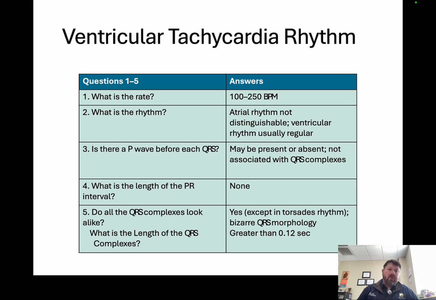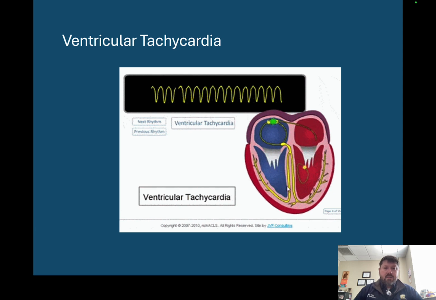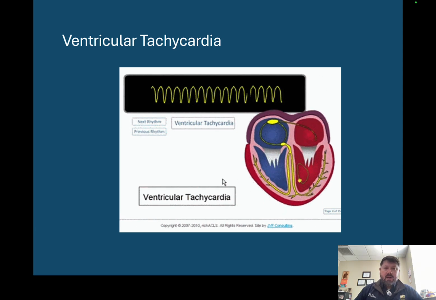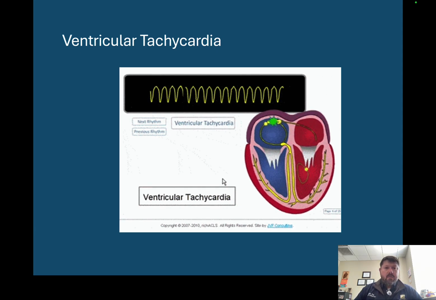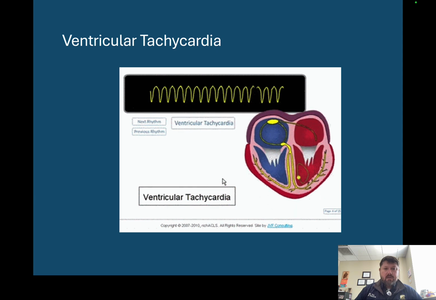Is there a P wave before each QRS? It may be present or absent, but they're not going to be associated with the QRS. And the length of the PR interval is going to be non-existent. The QRS complexes will look alike, but they will be wide in complex. So this is just showing you an example of a ventricular tachycardia.